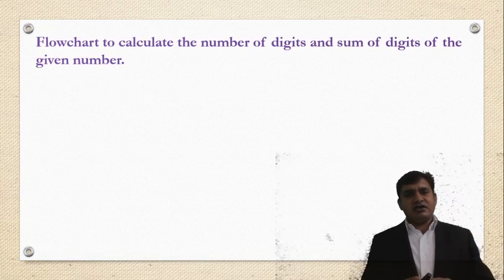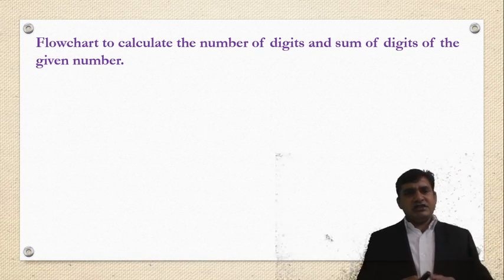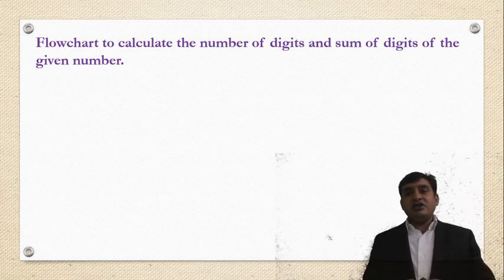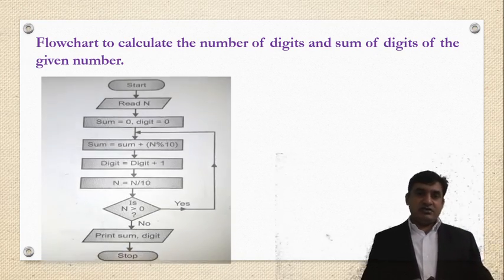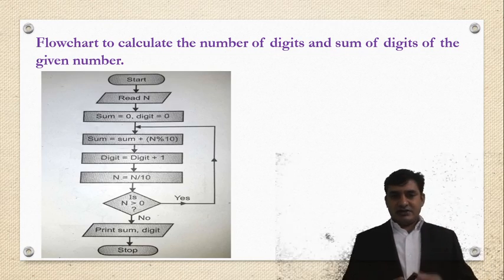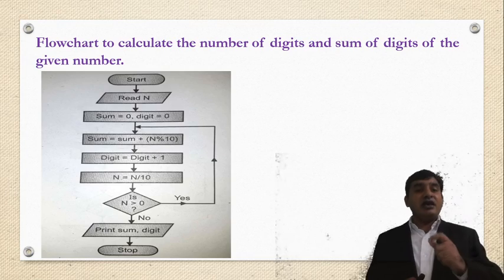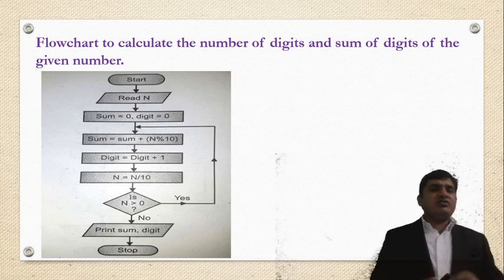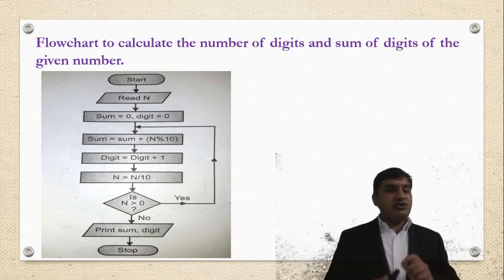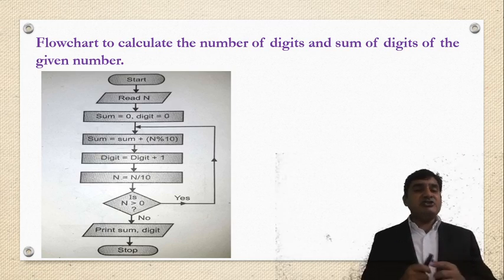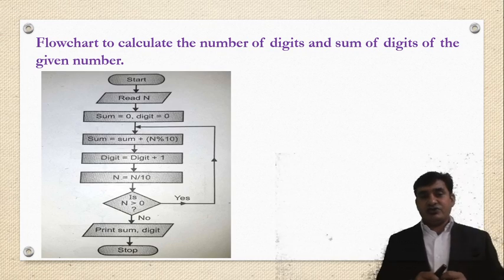Our next flowchart is a flowchart to calculate the number of digits and the sum of digits of a given number. First, start. Read the number n. Now sum is equal to 0 and digit is equal to 0.